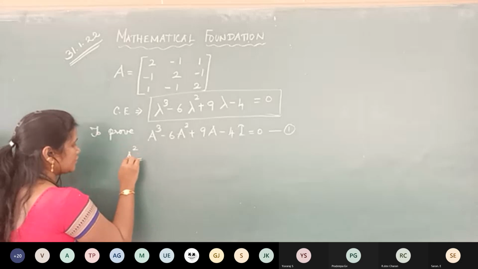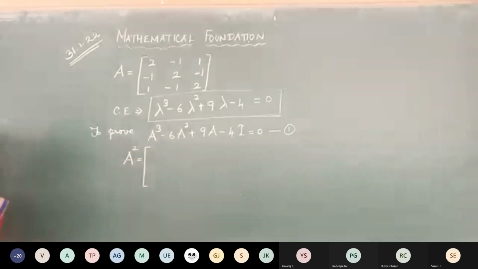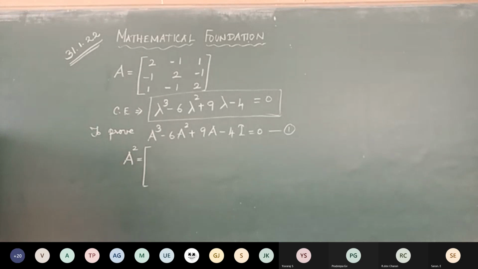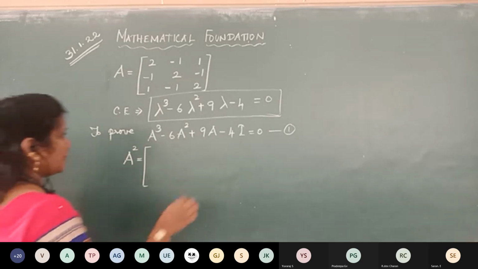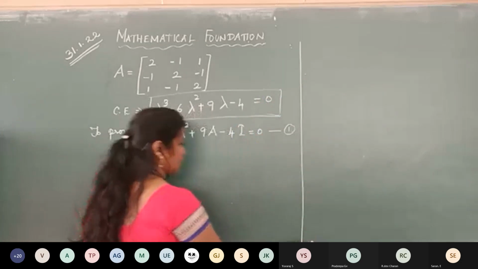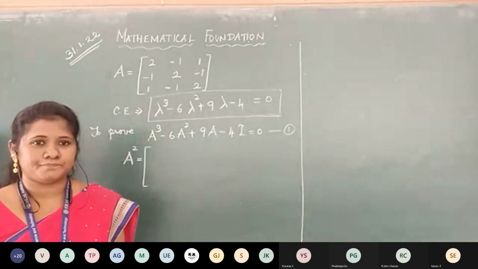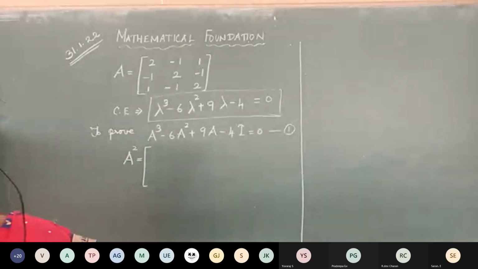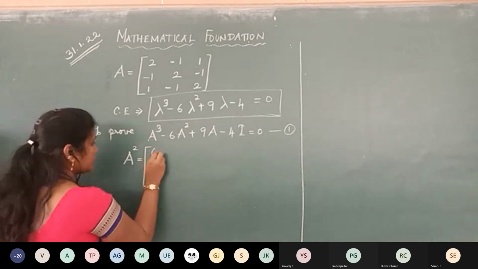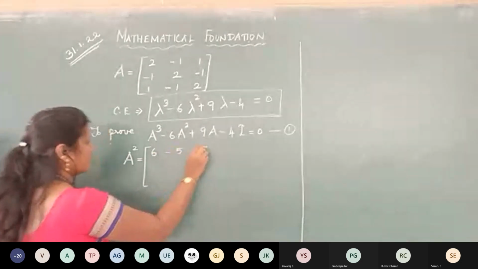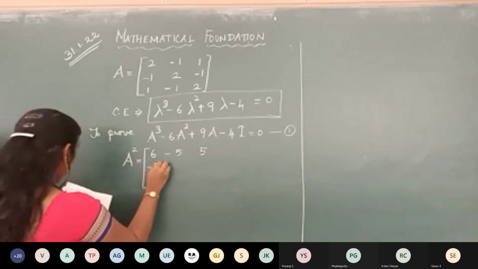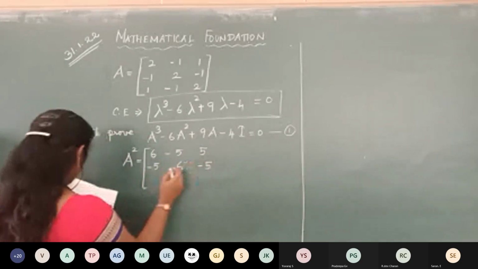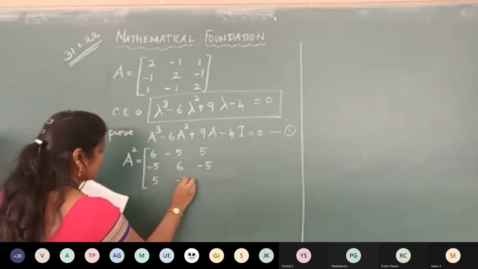Tell me the values of your A square. We had found it, no? Take out your notebooks and tell me the value of A square. You can unmute and tell. You got 6, minus 5, 5, and then minus 5, 6, minus 5, 5, minus 5, 6.